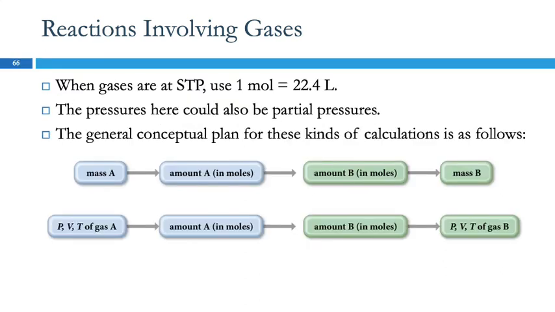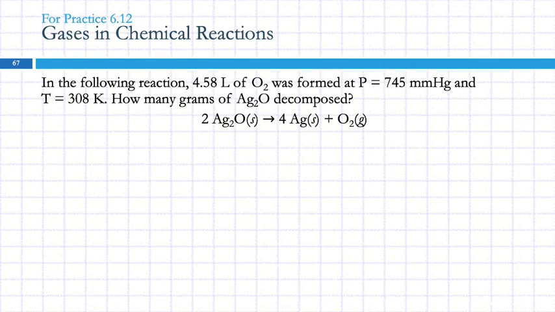If the gases are at STP, it becomes much simpler because this molar volume of a gas is true for any gas at STP. 1 mole is equal to 22.4 liters. So this is our normal stoichiometry chant, grams to moles to moles to grams. With gases, we may change up one or both ends and need the pressure, volume, and temperature of a gas at either end or both ends. So let's do a couple of examples of that.